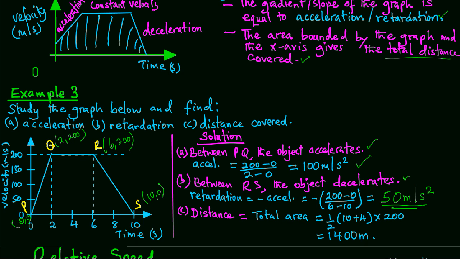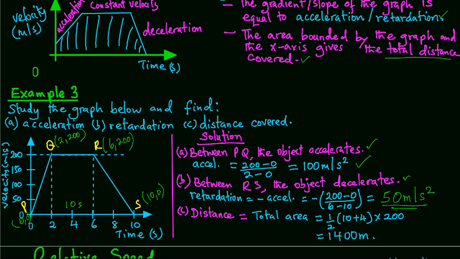Now the total distance equals the area under the graph, and since the graph is in the shape of a trapezium, we find half of the sum of parallel sides. The longer length here is 10. The upper part here is 4 seconds.